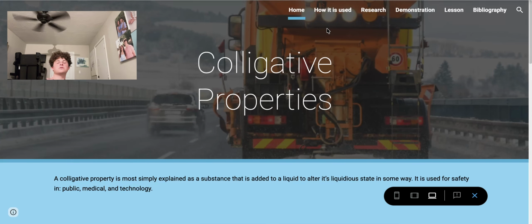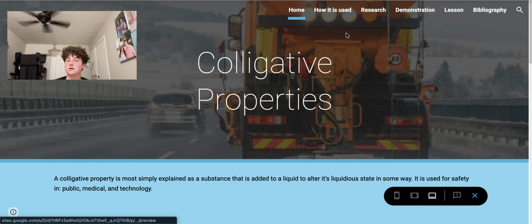Okay, so this is my lesson on colligative properties. I start off by defining a colligative property.